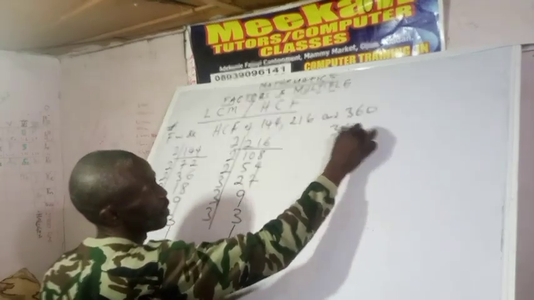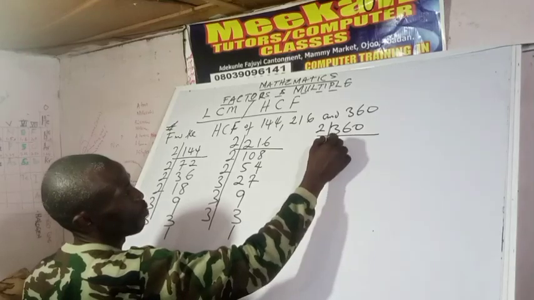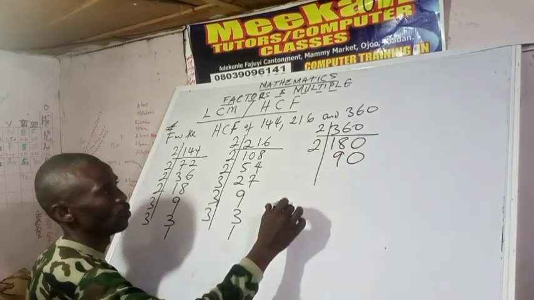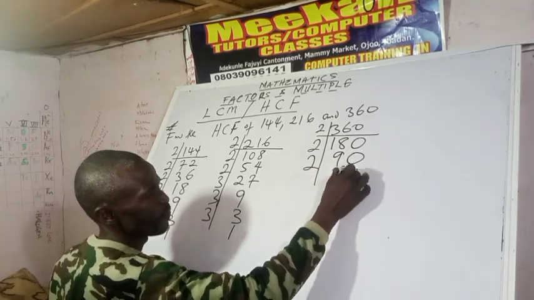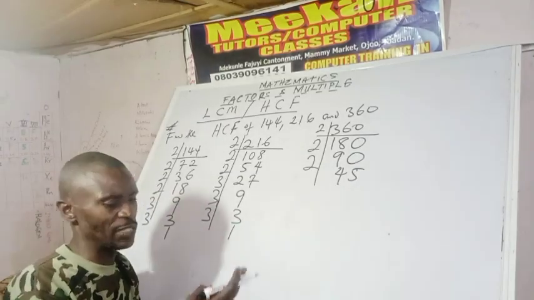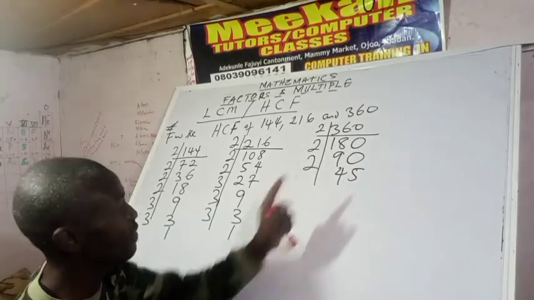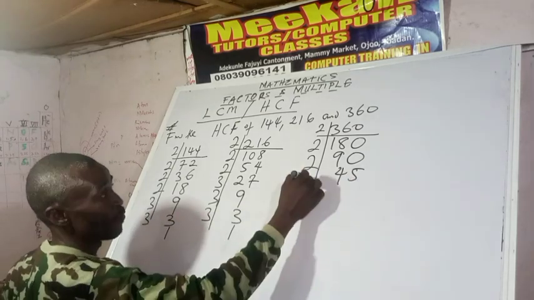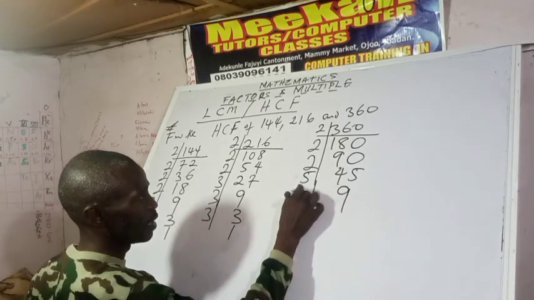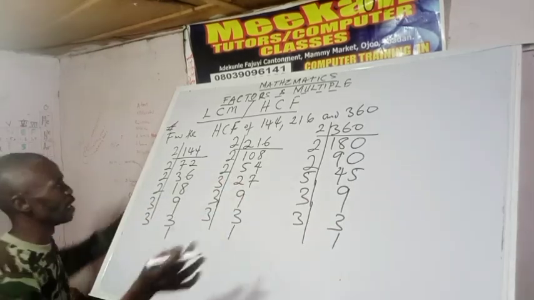I move to 360. What can go? Let's start with 2. 2 here, what do you have? 180. 2 here, you have 90. 2 here, you have what? 45. Rules of divisibility: 2, if the last digit is even or 0. 3, if the sum of the digits is divisible by 3. 4, if the last two digits form a number divisible by 4. And 5, if the last digit is 5 or 0. This one, 5 can go here. 5 here, what do you have? 9. Let's go again. 3. 3 here, what do you have? 3. And 3 here, what do you have? 1. You write all this down and see what is common in between.